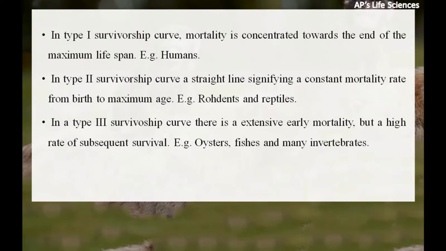In type 3 survivorship curve, there is extensively early mortality but a high rate of subsequent survival. Oysters, fishes and many invertebrates show this type of survivorship curve.